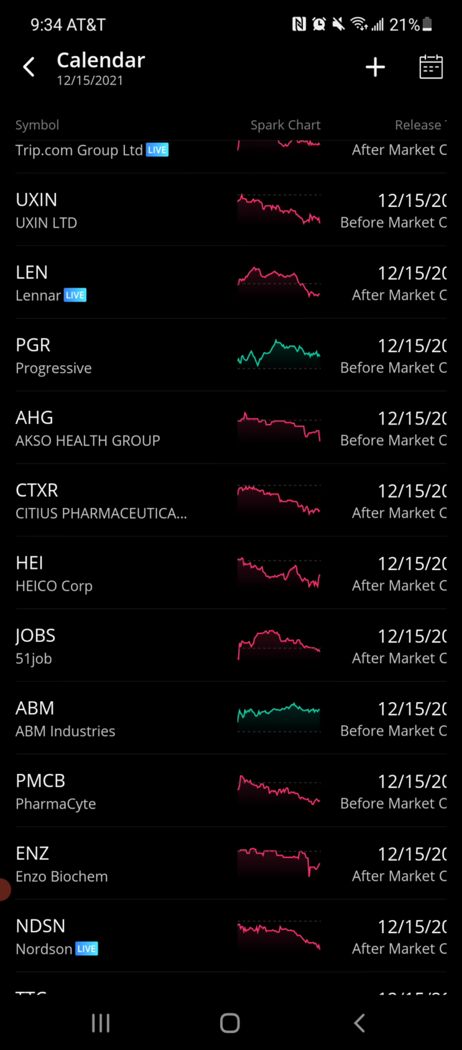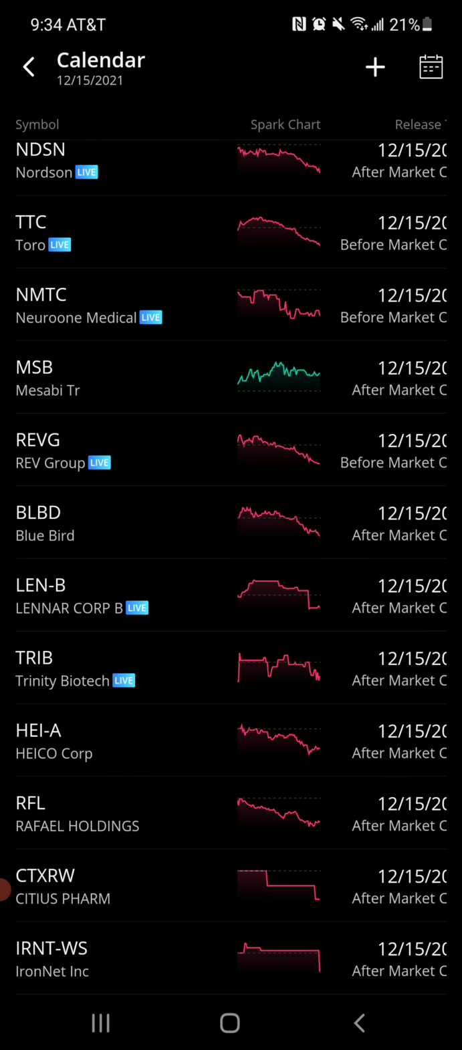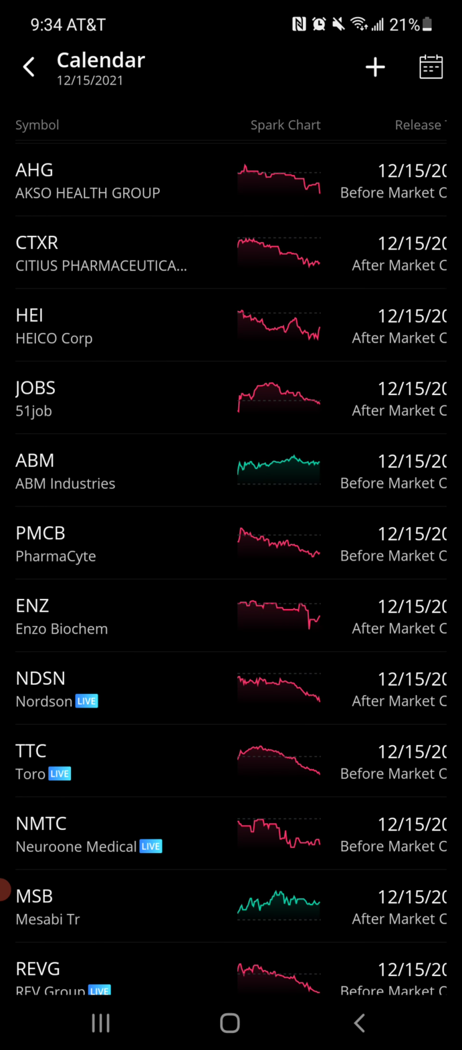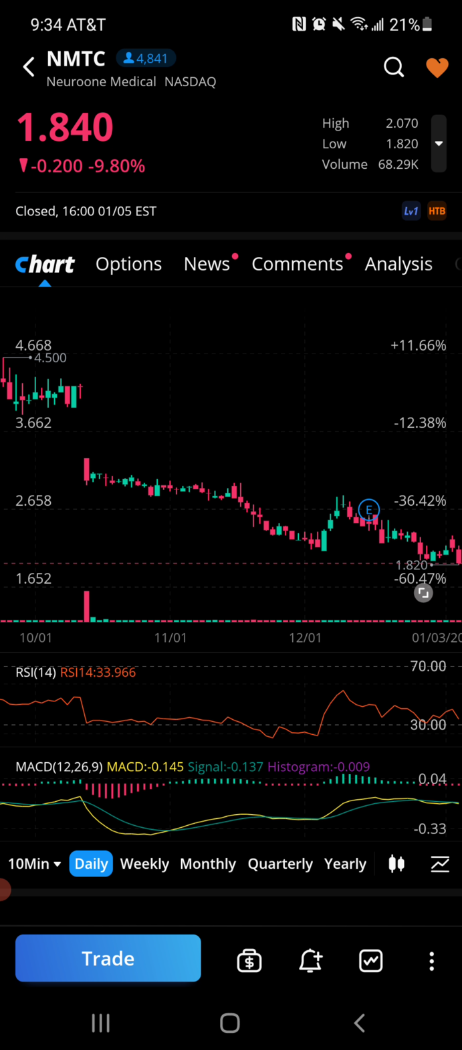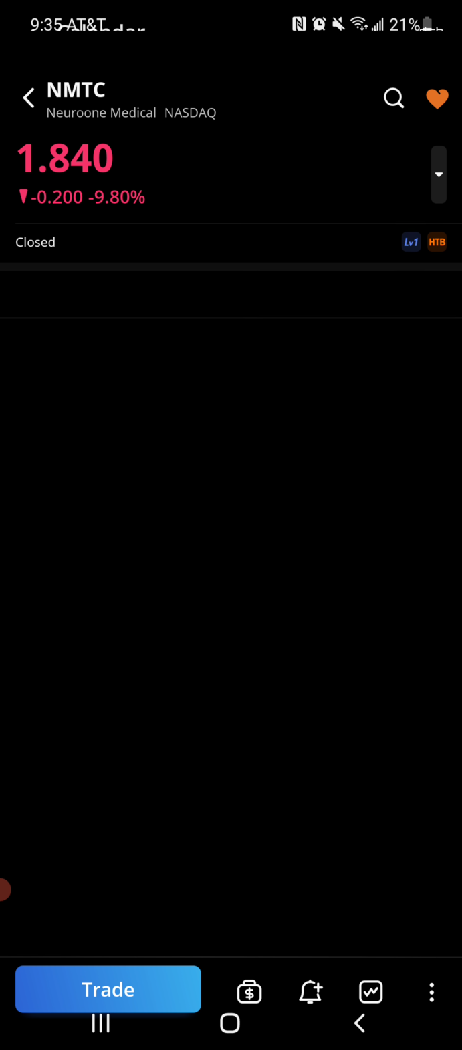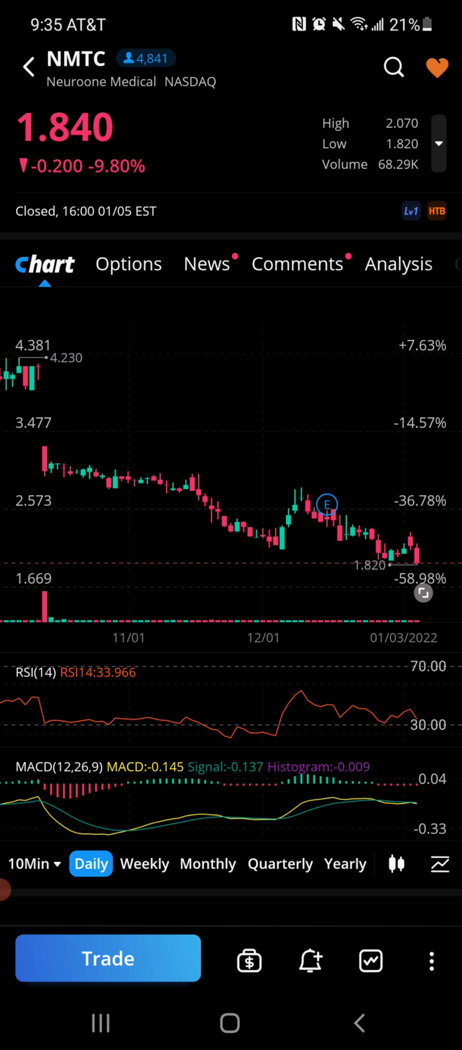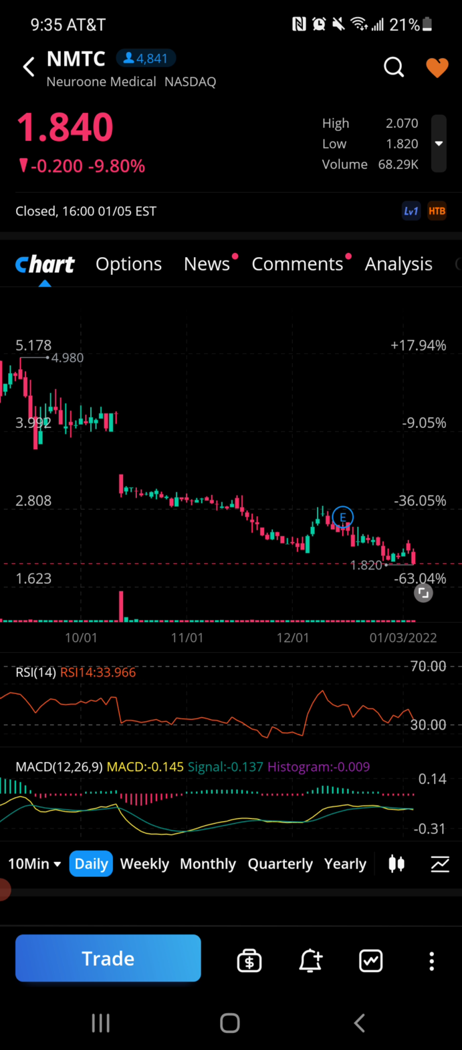We have a lot on the 15th, as you can see. A lot on the 15th. Wow. So, yeah, NMTC's been one I've been watching. So, anyways, you find one that you like. So let's go with NMTC. And then what do we see right off the bat? We see a gap. Now, did this one happen on earnings?